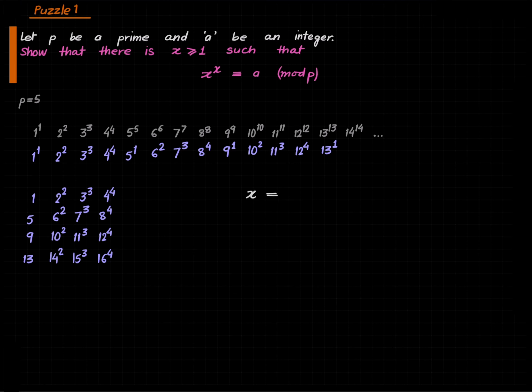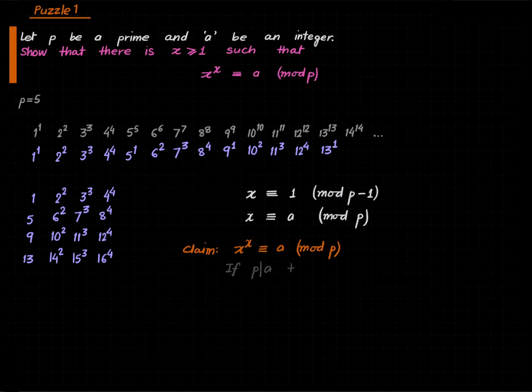So consider these two congruences. So we have considered two congruences, and since these two are relatively prime, being consecutive integers, there is a solution to this. So there is an x which satisfies both these congruences. And now we claim, right? So there are two cases. One case is that if p divides a, then clear.